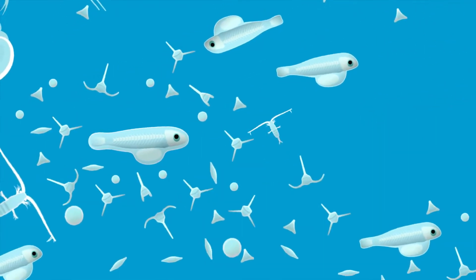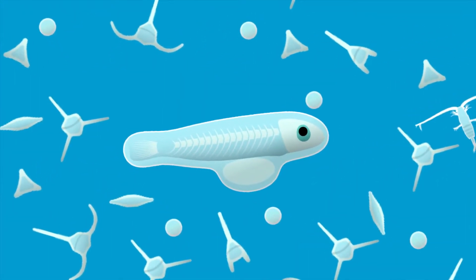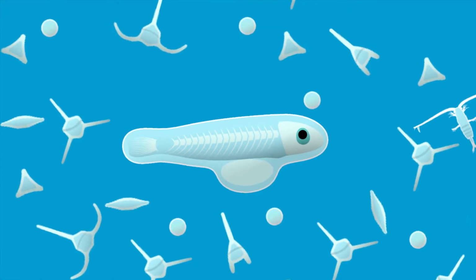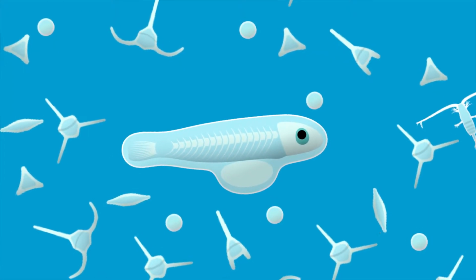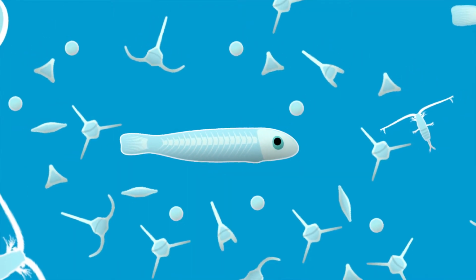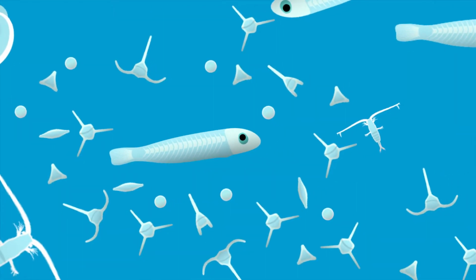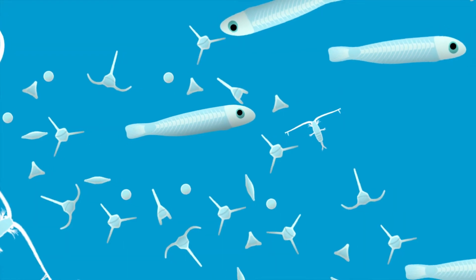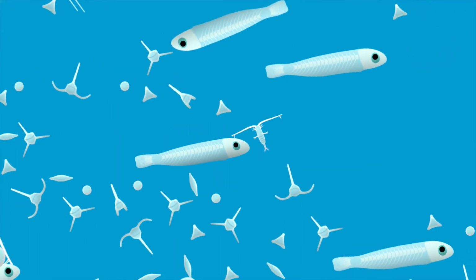Here we see a larval parrotfish amongst the plankton. When she first hatches, the larva has a yolk sac which provides her with food for the first few days of her life. When her yolk sac is depleted, the larva begins to feed on other plankton that are smaller than herself, such as diatoms, dinoflagellates, and copepods.